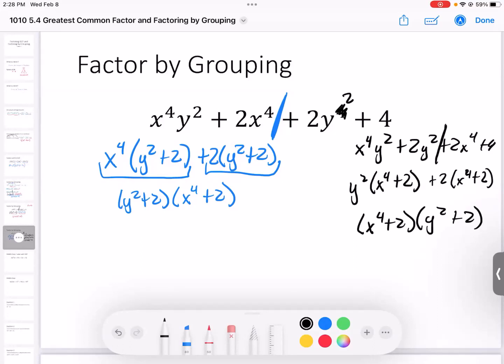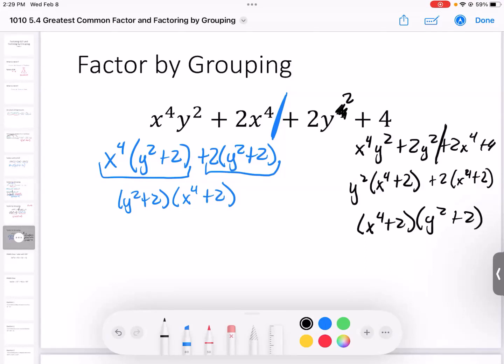But not every one will. Let's say I'd switched the 4 and the 2x to the fourth, well, x to the fourth y squared, and if I had a 4 here, those don't have anything in common. So if you ever can't do factoring by grouping, just try rearranging the terms, and sometimes that will make it possible.